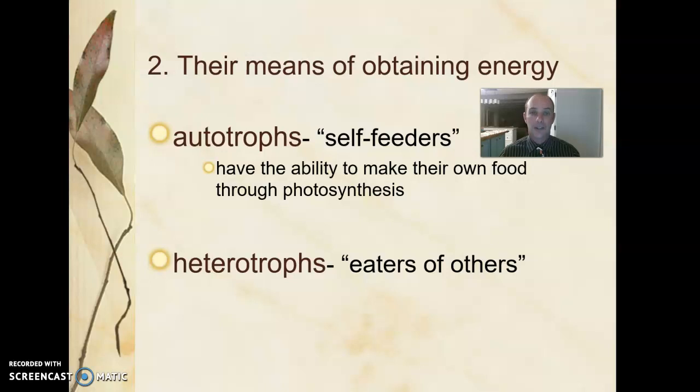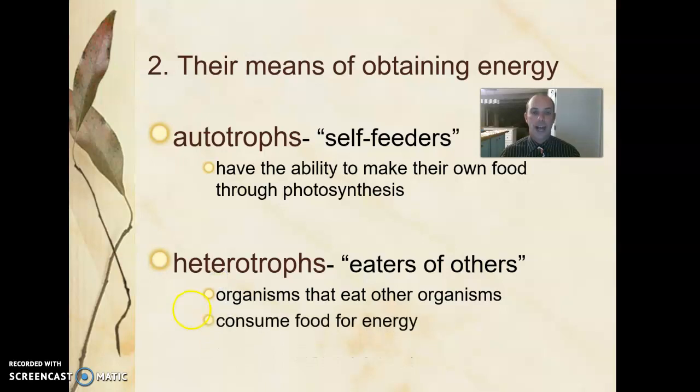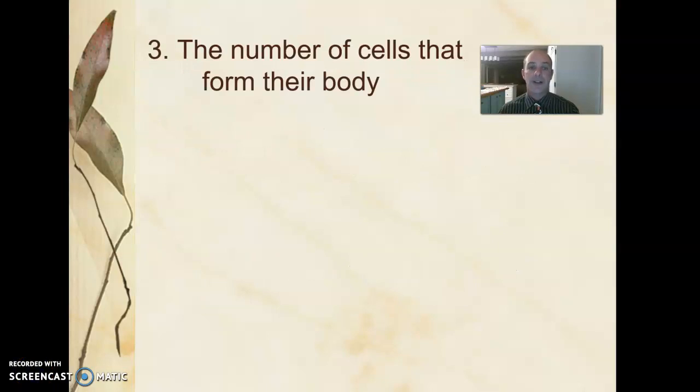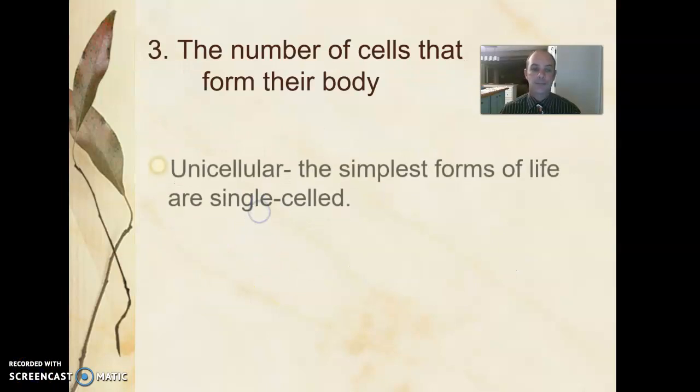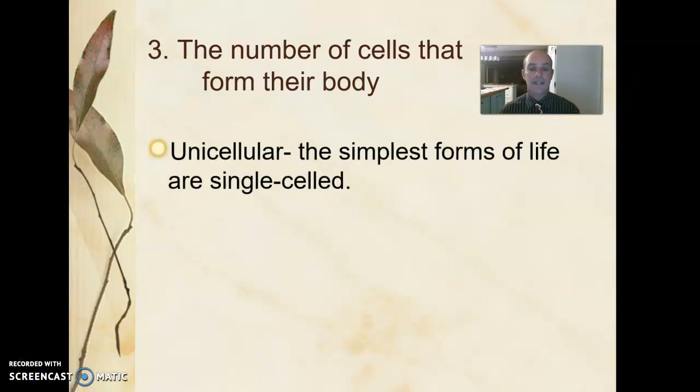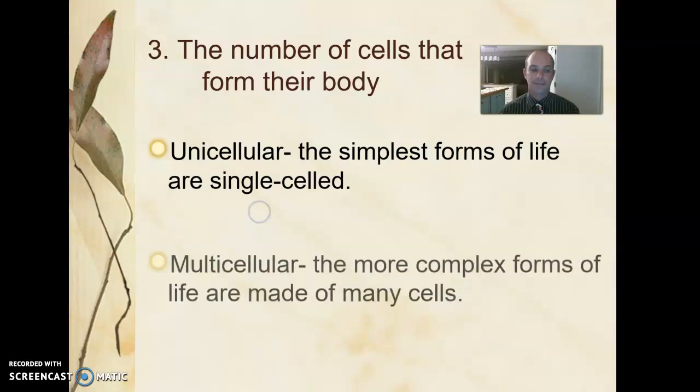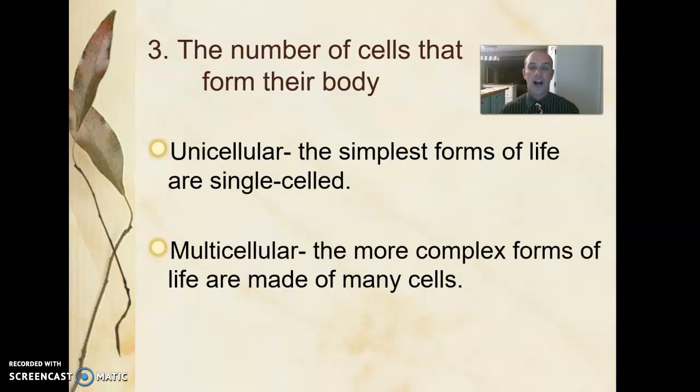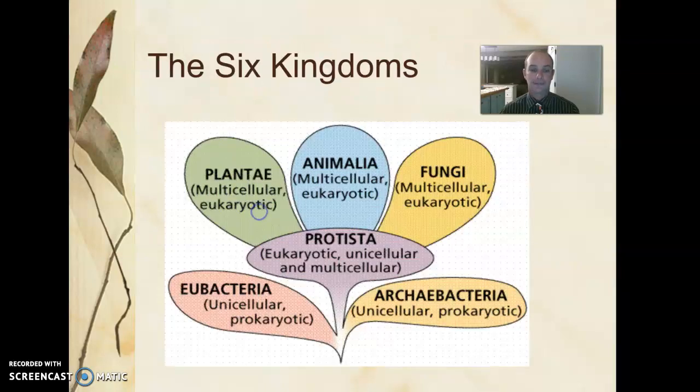Heterotrophs, eaters of others. That's definitely us. Humans eat everything else. Organisms that eat other organisms. They consume food for energy, in the form of calories for us. Okay, number three, the number of cells that form their body. Unicellular means that there is one cell, or single-celled. They are the simplest forms of life. Multicellular are the more complex forms and are made of many, many, many cells. And if you're talking about humans, we are made of trillions upon trillions of cells.